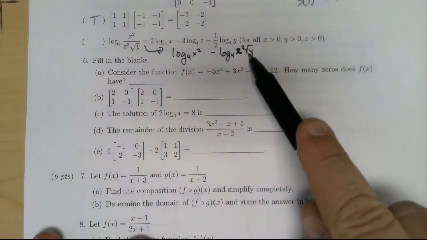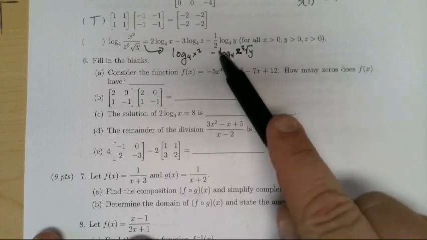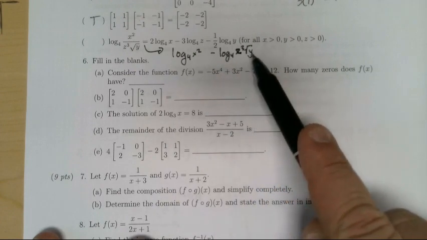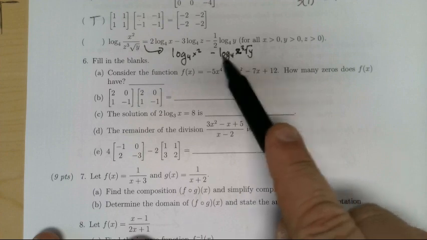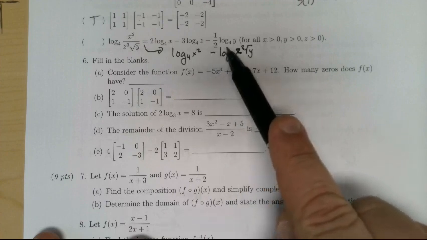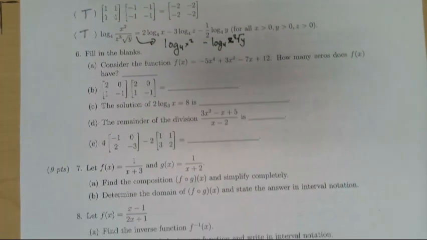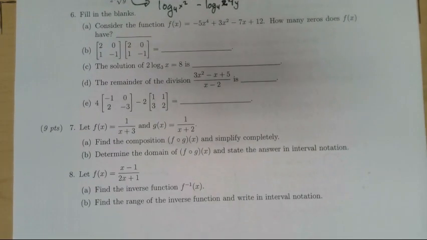Minus this, and that's a z cubed. That's not a square, that's a square root, which is a half. So half times the log base 4 of y, which is right what I have there. So this is true. Okay, cool.